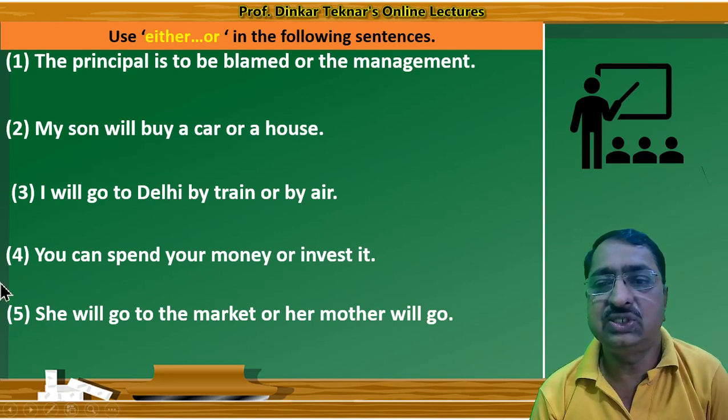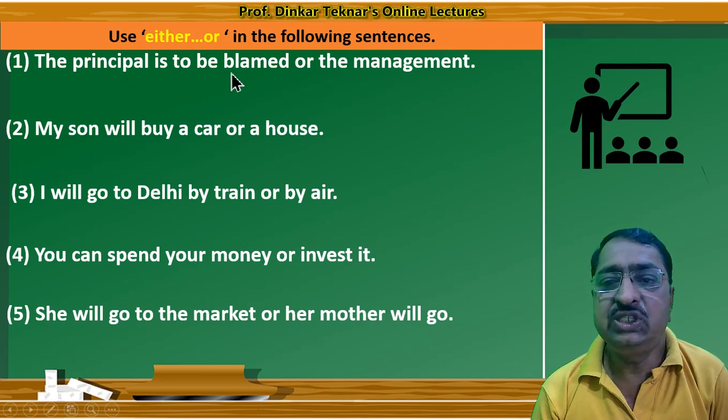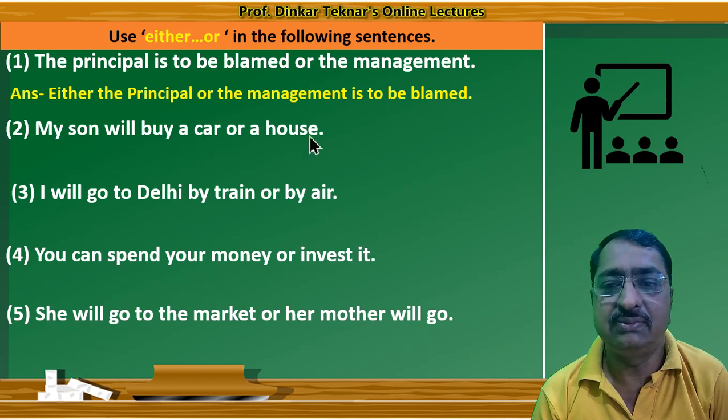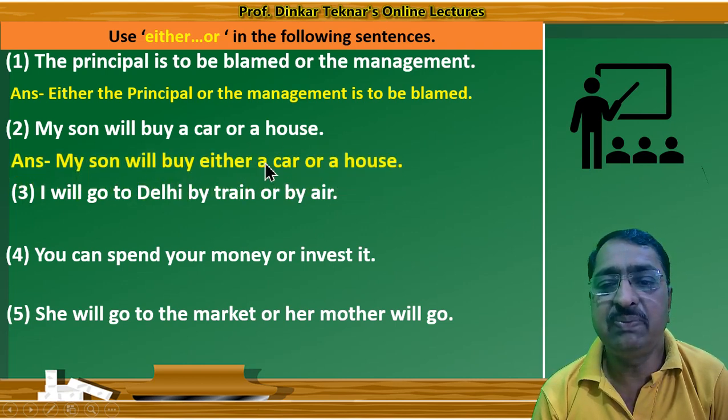In the first sentence, the principal is to be blamed or the management. So two objects are the principal and the management, and so the answer of this sentence will be either the principal or the management is to be blamed. In the second sentence, my son will buy a car or a house. So a car and a house are two objects. Show choice between these two objects. So the answer will be my son will buy either a car or a house.